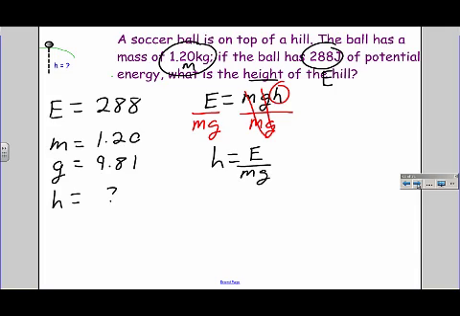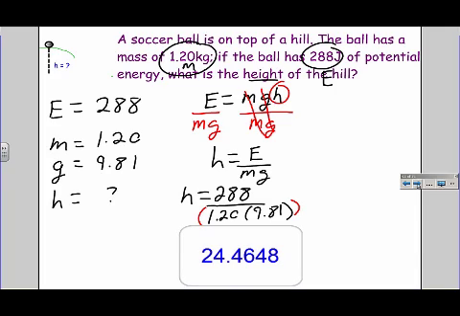Now we're going to substitute in our numbers. So our height equals 288 divided by 1.20 and also 9.81. Make sure that you're careful to multiply the bottom first together, then take 288 divided by that answer, or you can take 288 divided by 1.20 and then divided by 9.81 as well, so that you end up with the correct answer.